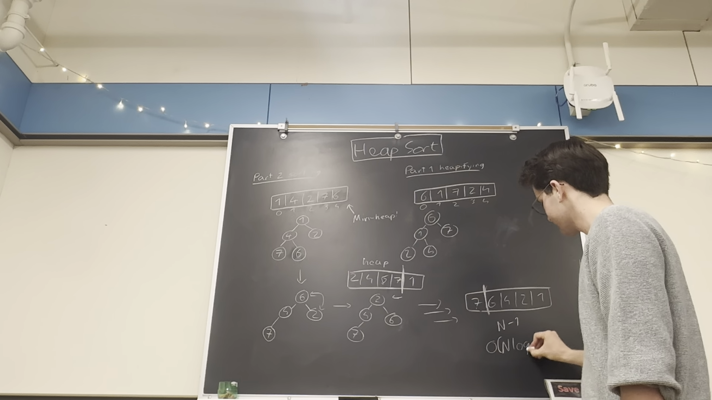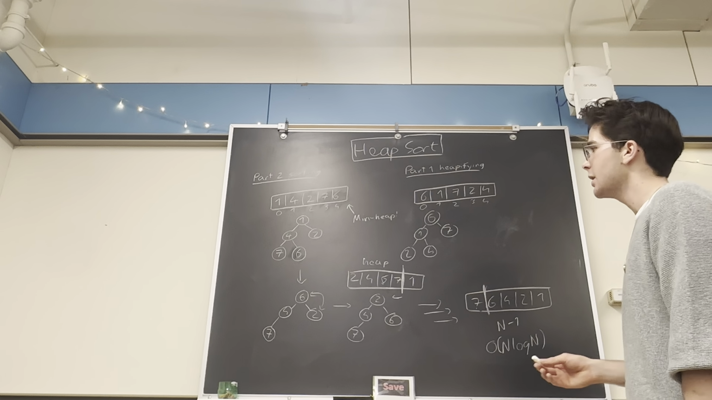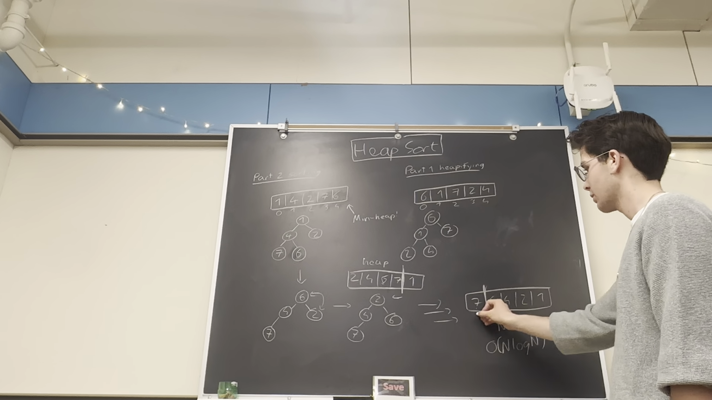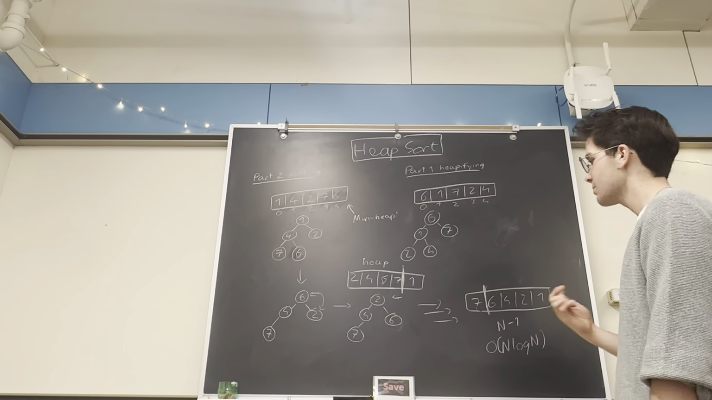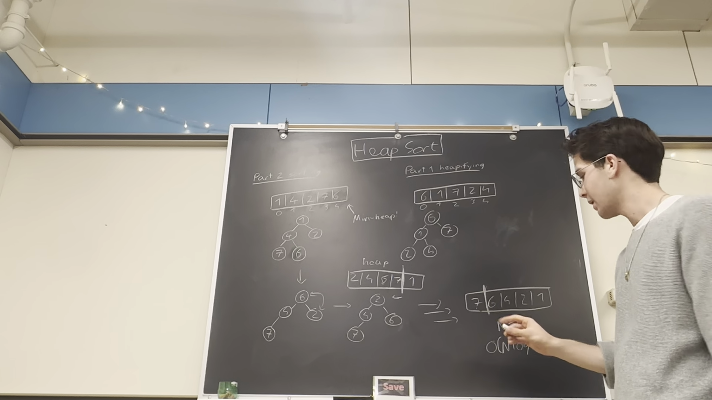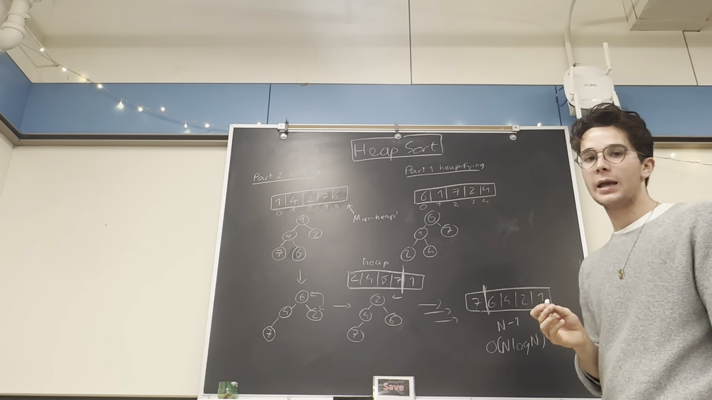Now, an interesting thing to note here is that a min heap actually returns our elements in descending order, starting from largest to smallest. And this makes sense because we're placing the very smallest element at the very end of the array. And consequently, a max heap will give our elements in ascending order.